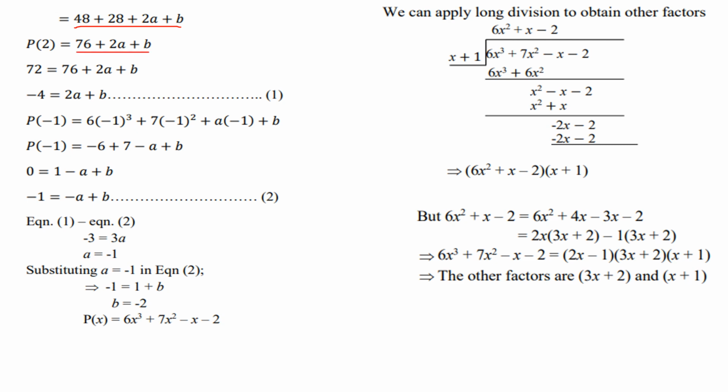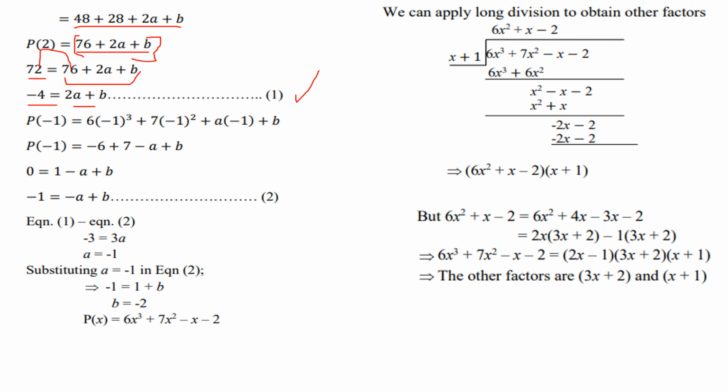Now for P(2), after substituting, what you're getting is always going to be the remainder. The remainder was already given as 72, so our expression is equal to that value. Then collecting like terms, you take 76 this side, so it will be 72 less 76, and you get negative 4. Negative 4 will be equal to 2a plus 2b, and this is going to be your equation 1. Then you also substitute for P(negative 1), like we explained earlier.